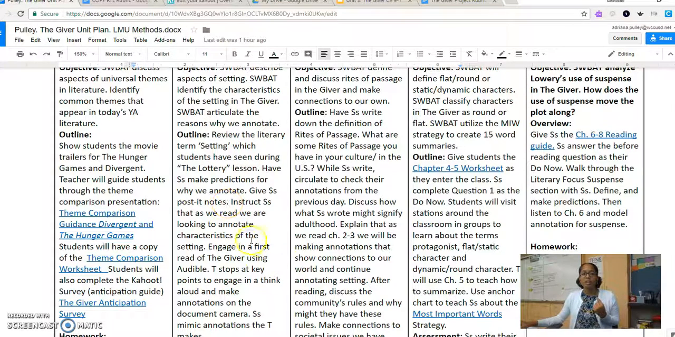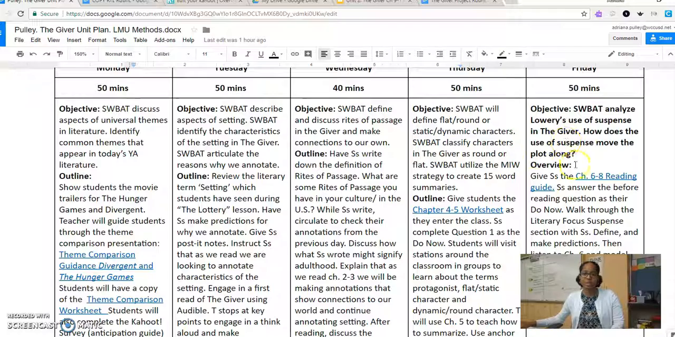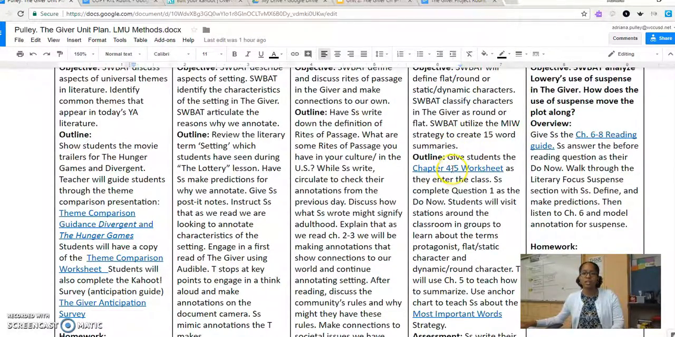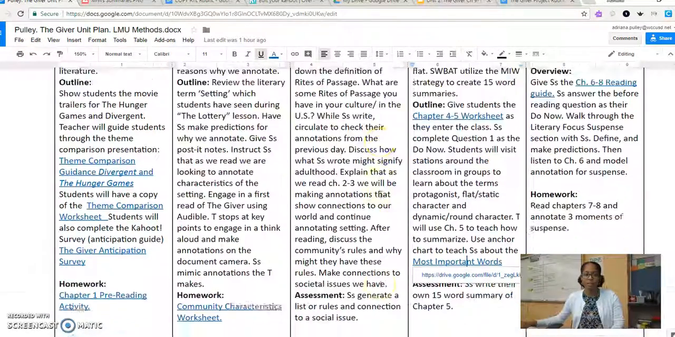We're here, day 1, we're engaging in a read of chapter 1, and the teacher should really be modeling for students what purposeful annotation looks like, and they're mimicking that, because they will have homework assignments where they are looking for certain things that they have to annotate. So for example, on Friday, they'll be annotating 3 moments of suspense in the novel after learning about suspense here. Dynamic characters, most important word strategy, just to show you that. So this will focus on getting students to really make those purposeful, effective summaries.